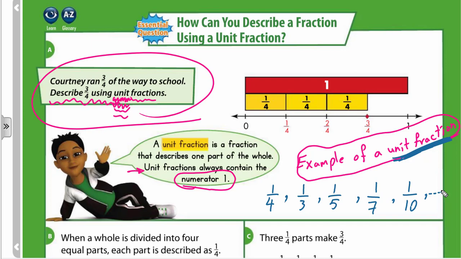Okay, so again, let's see here something that we may understand better. Let's talk about this one. The 4 down here represents the parts in the whole. And the 1 in the top here, in the numerator, describes how many parts we need. The described part is one part only. So this is a unit fraction because it's one part only of the whole.